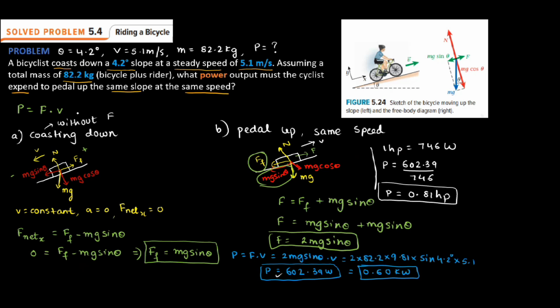Use this force in the expression for power, and you can calculate the power shown here. Once you get the power, if they ask you to convert this from watts to horsepower, use the relationship between them. 1 horsepower equals 746 watts. So divide the number in watts by 746 and you will get your power in horsepower.